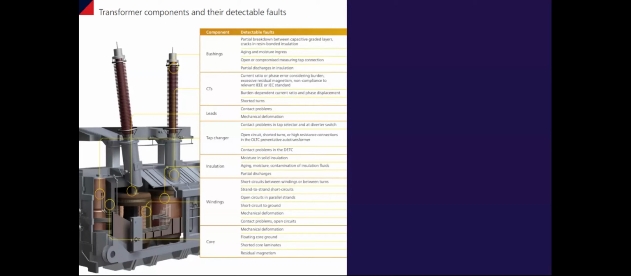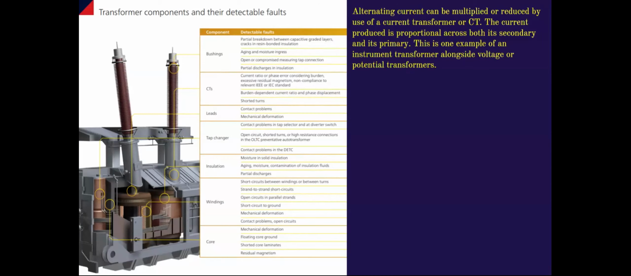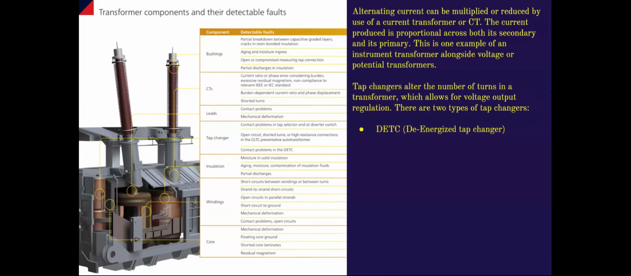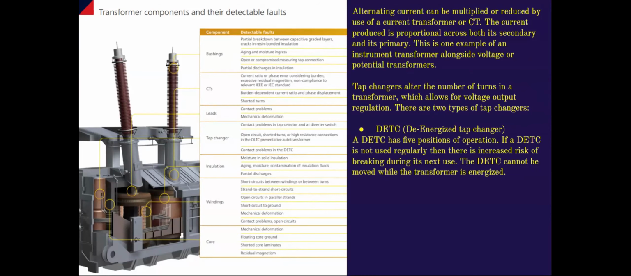So here we have just a list of the components inside of a transformer and what we're looking for as far as breakdowns go. Inside of a transformer, you've got bushings, which are at the very top. With bushings, you have to worry about partial breakdown between capacitive graded layers and cracks in the resin bound insulation. And of course, moisture is an issue, and then open or compromised measuring tap connections, and then of course partial discharge inside of the insulations. So all of those little faults can cause issues with the actual bushings themselves.